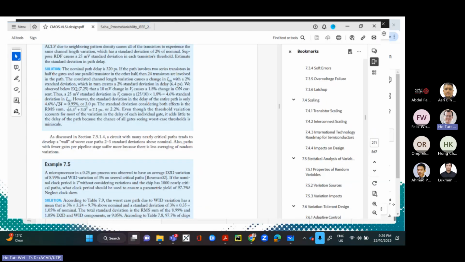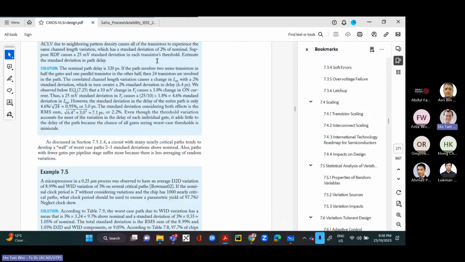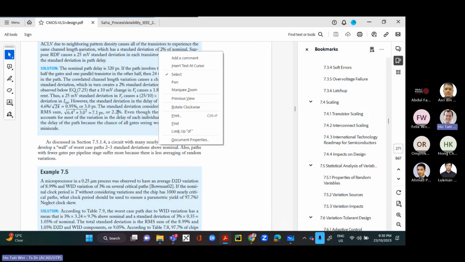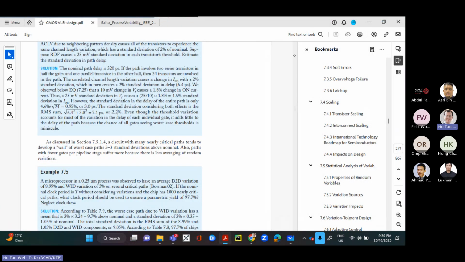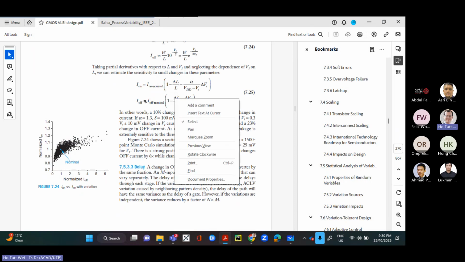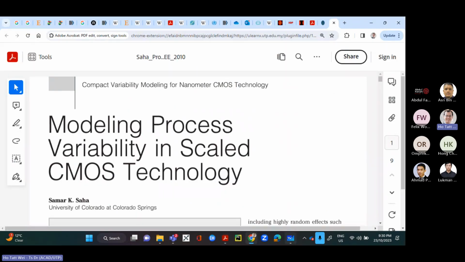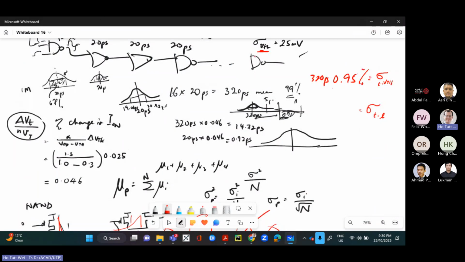Okay, it's going to be 2% here, right? Due to the channel length variation is going to be 2%. So we see that 2% change in length leads to 2% change in current. So the standard deviation for one transistor due to channel length variation is going to be 2%. And because this is correlated, the standard deviation for the whole path is also 2%.